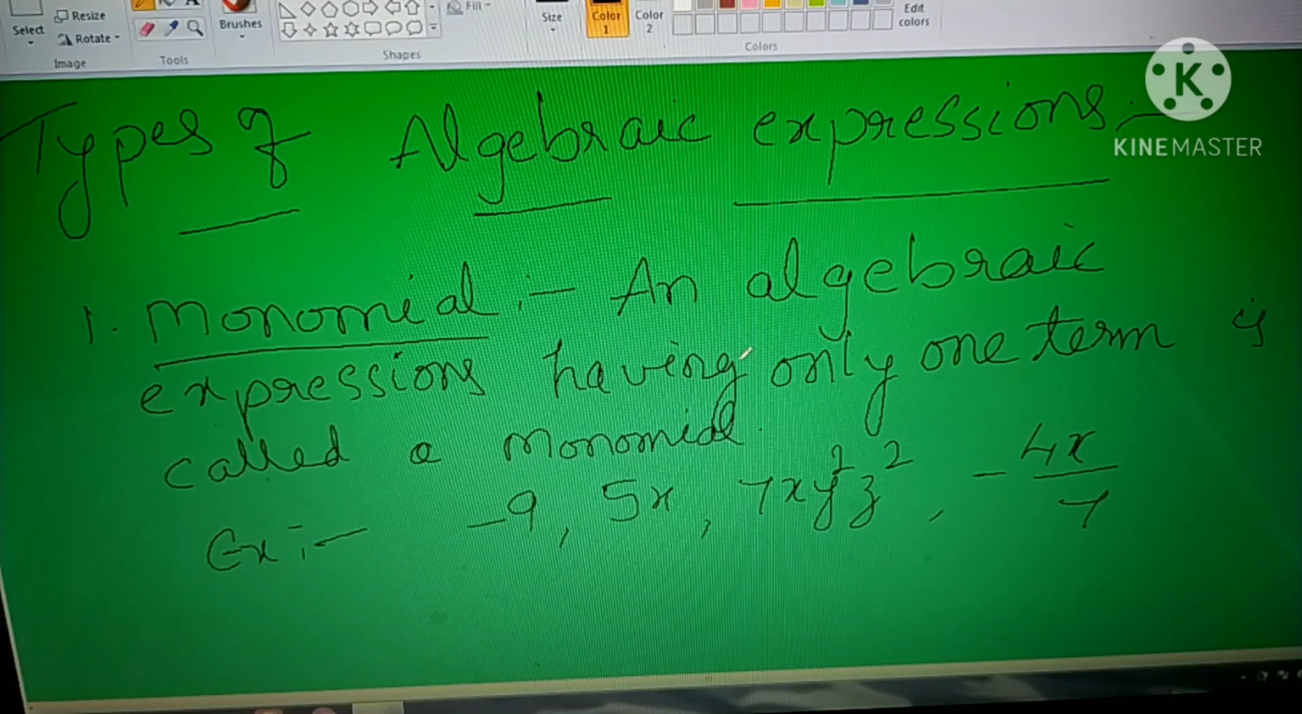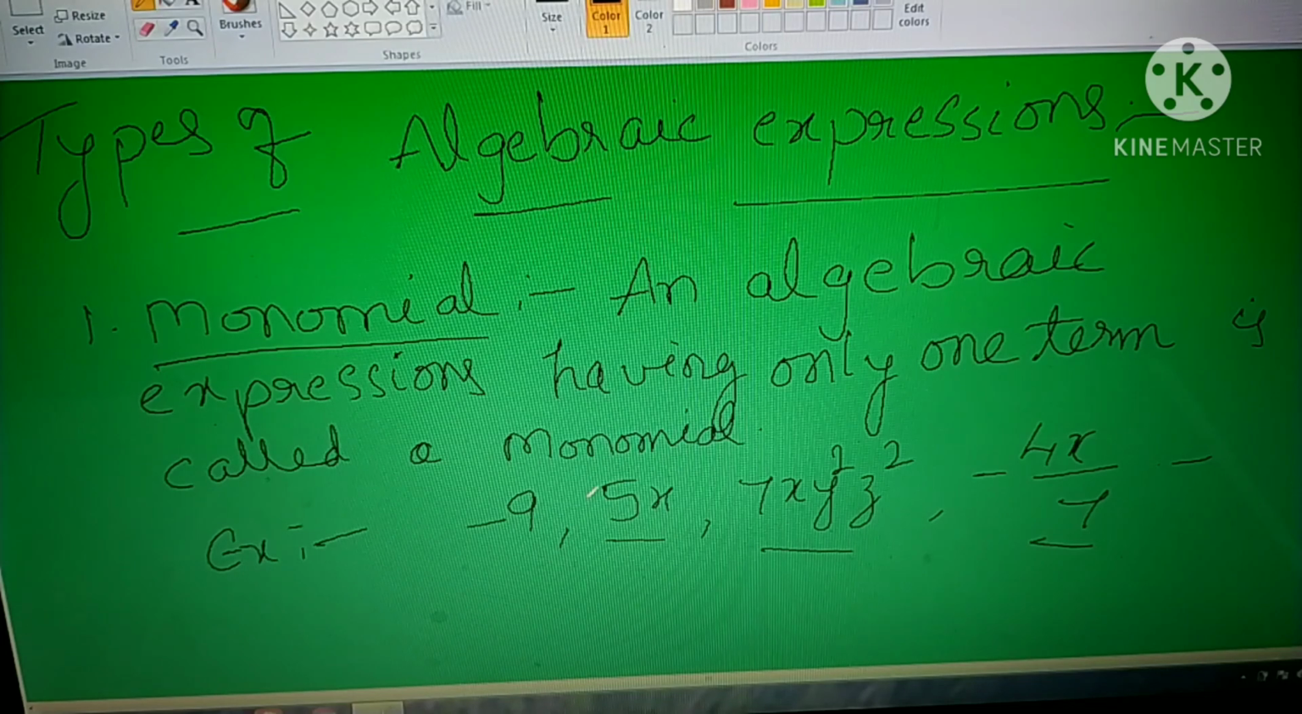Okay, now let us see the types of algebraic expressions. How can we divide them into different types? First, see this one: minus 9, 5x, and then 7xy square z, and minus 4 by x. These examples are not separated by any mathematical symbol like plus or minus, so these all have single terms only. These types of expressions are called monomial expressions, having only one term.